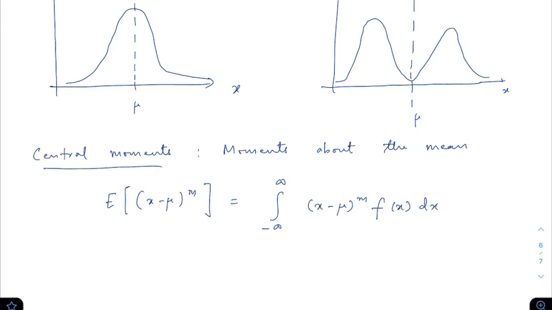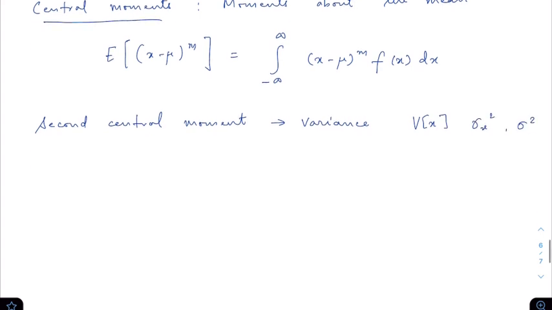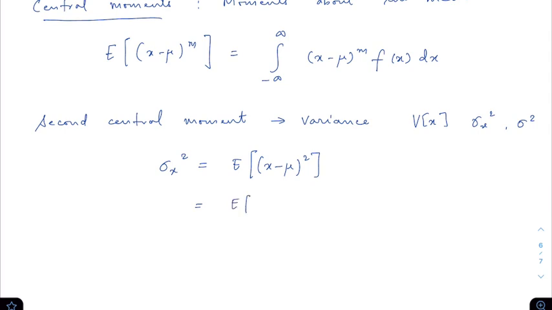A quantity which is of great interest is the second central moment, which is also referred to as the variance. It is denoted by V of x, sigma x square, or just sigma square. So we can write sigma of x square equals E of x minus mu whole square. With some simplification, this can be shown to be the difference of the second moment and the square of the mean.